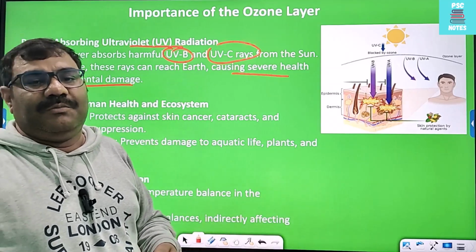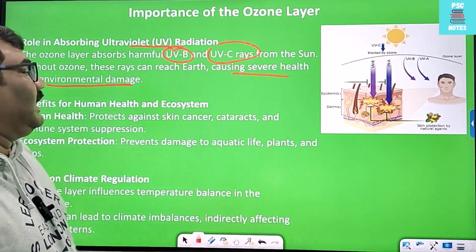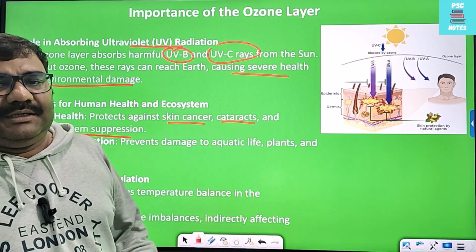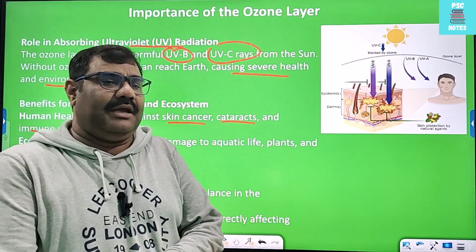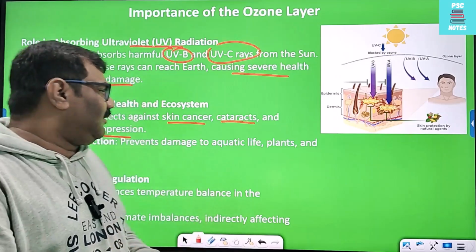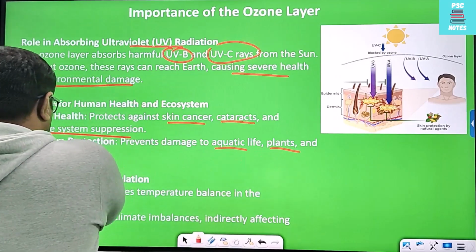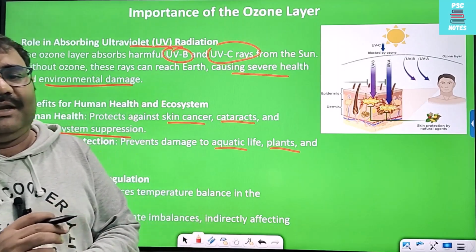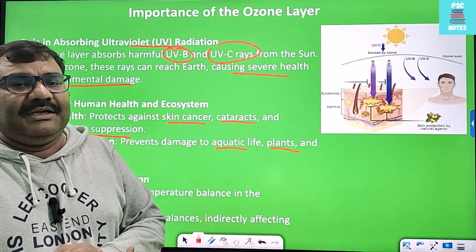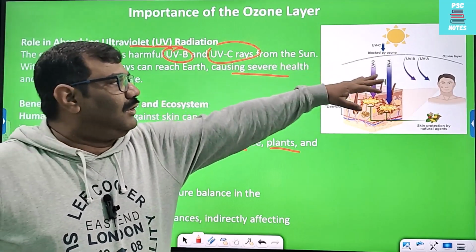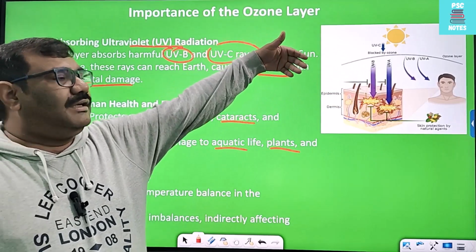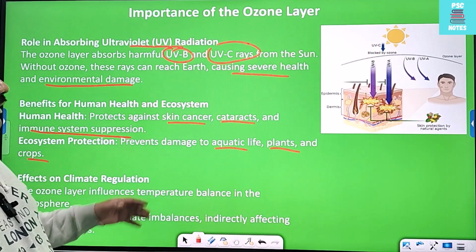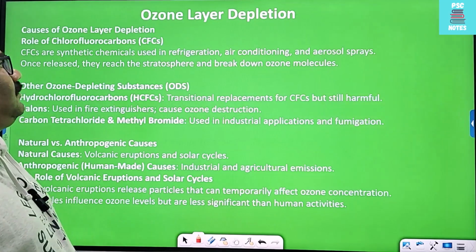For humans, they will cause skin cancer, cataract, and suppress our immune system. And for the ecosystem, they will damage aquatic life, plants and crops. Okay. Next, climate regulation: the ozone layer influences the temperature balance in the atmosphere, and depletion of the ozone layer can lead to a change in our temperature balance. Now, what has caused our ozone layer depletion?